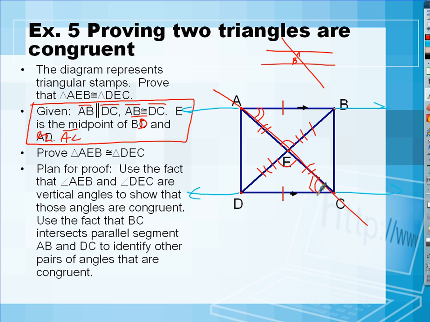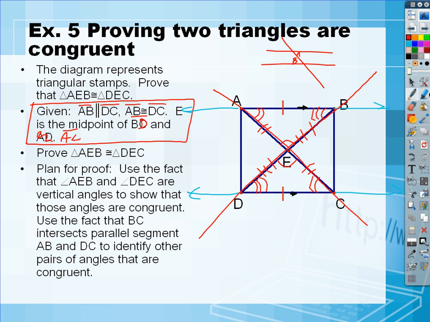I don't care if it's a theorem or a postulate, they're alternate interior angles. Isn't the same thing true for this angle down here and that angle up there? Doesn't that make sense? Because now I've got this other transversal. Think of that as being the transversal, right? And I got it. All three angles are congruent to the three corresponding angles. All three sides of this triangle are congruent to corresponding parts of this triangle, so we got it, right?